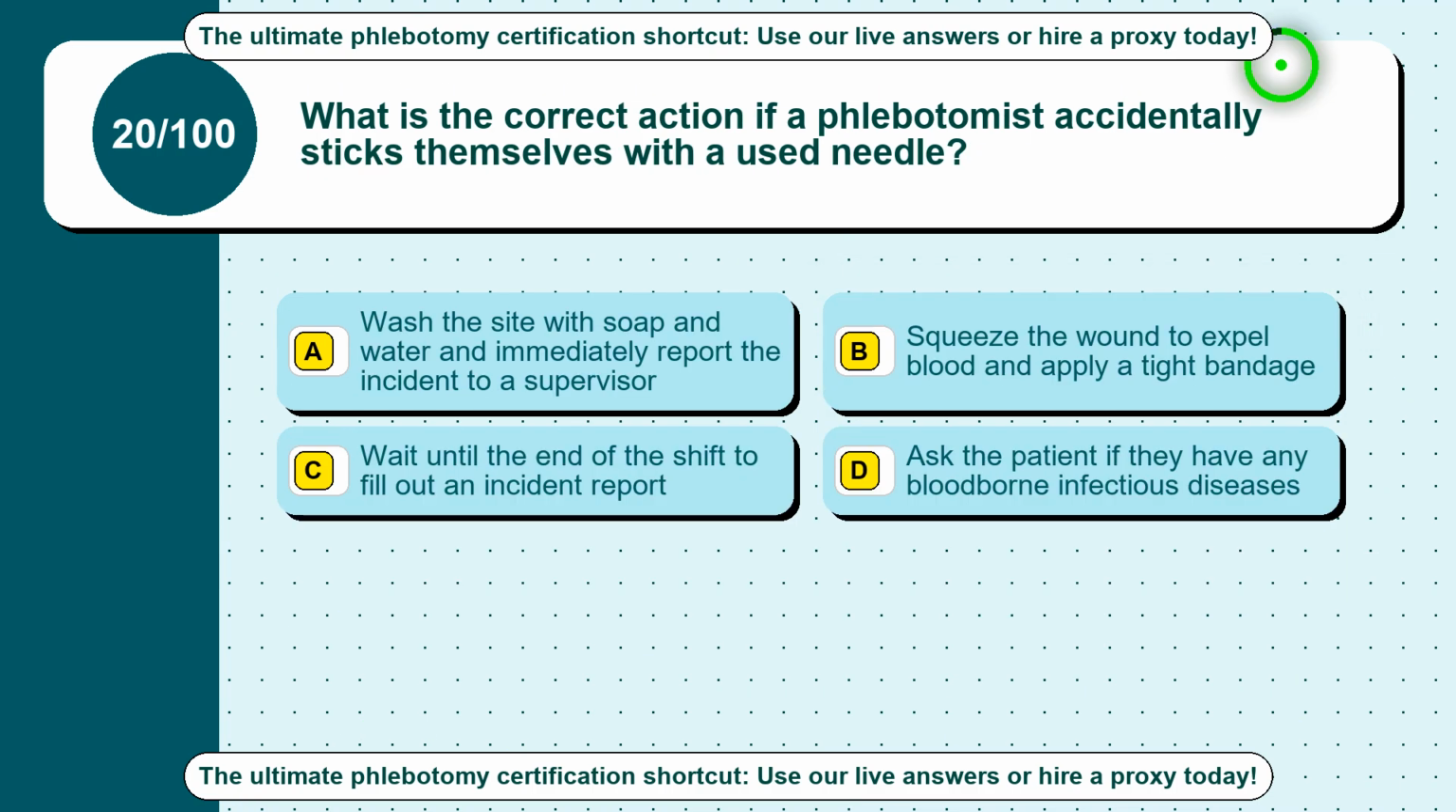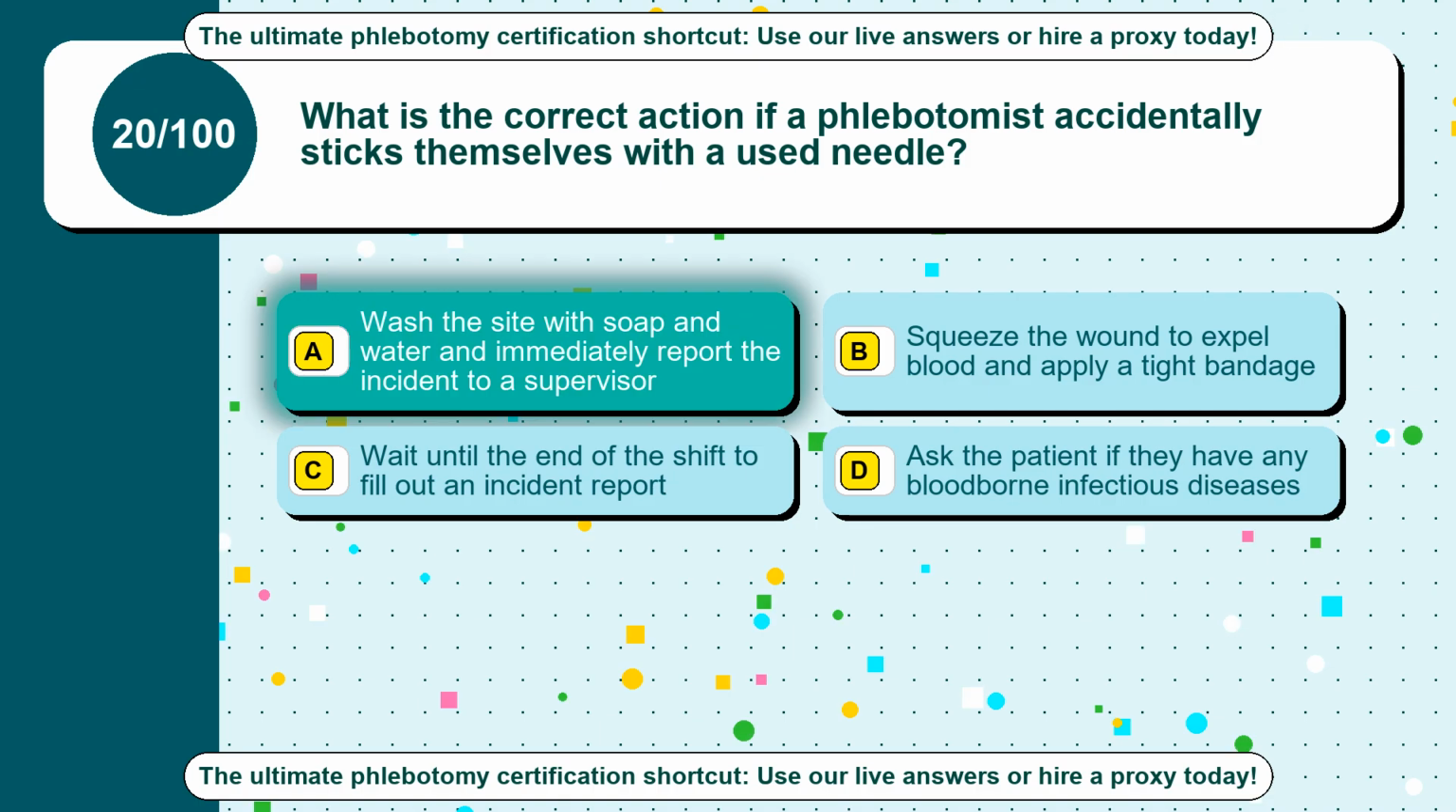Question 20. What is the correct action if a phlebotomist accidentally sticks themselves with a used needle? Option A. Wash the site with soap and water and immediately report the incident to a supervisor. Option B. Squeeze the wound to expel blood and apply a tight bandage. Option C. Wait until the end of the shift to fill out an incident report. Option D. Ask the patient if they have any blood-borne infectious diseases. The correct answer is option A.